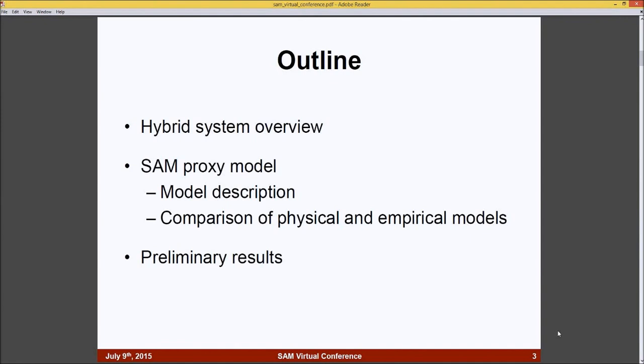So just a quick outline of this talk. I'm going to give an overview of the hybrid system that I'm going to be discussing and show what the configuration looks like. Then I'm going to talk through a SAM proxy model, explain what the model is, why we need it, how it works, and then I'll do a comparison of proxy models based on the SAM physical and empirical physical trial models. And then I'm going to go through some preliminary results.